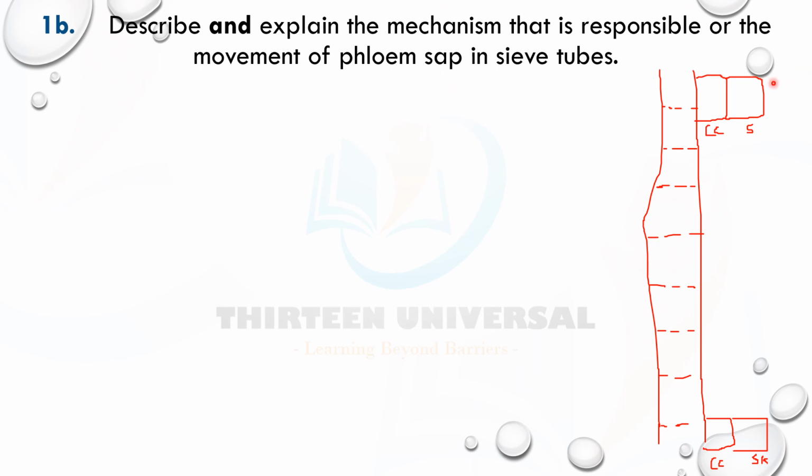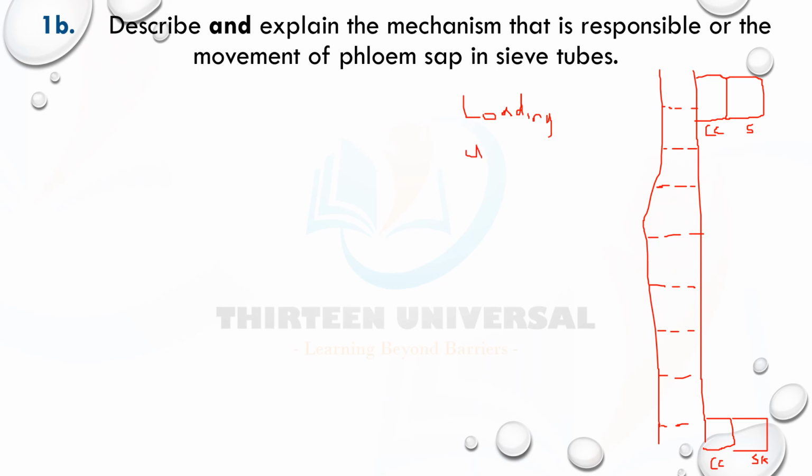Okay, so look at it. The question says describe and explain the mechanism that is responsible for the movement of phloem sap in sieve tubes. Before it starts, there are 3 stages. Number 1 is that we must look at loading of sucrose. Loading is very important. But I'm not going to talk about loading because the question doesn't want us to talk about loading. So I'm going to skip that. Or do you want me to talk about loading?